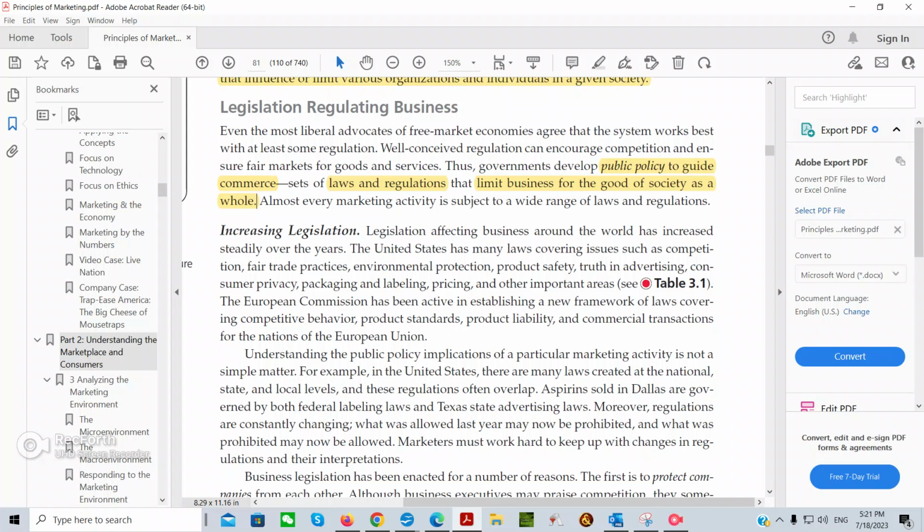The European Commission has an act establishing a new framework of laws covering competitive behavior, product standards, product liability, and commercial transactions for the nations of the European Union. So those are some examples.